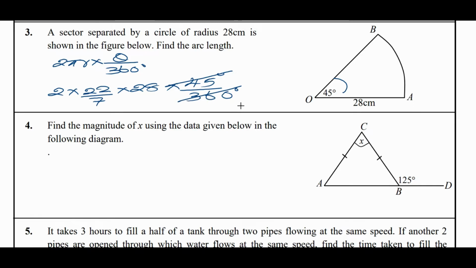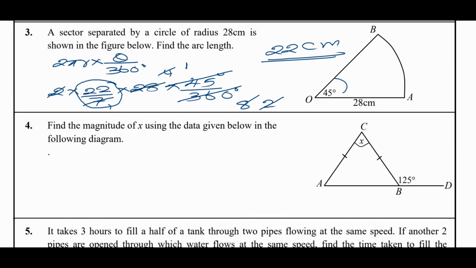45 and 360 can be simplified to 1 and 8, and 7 and 28 can be simplified, and 4 and 8 can be simplified. Again 2 and 2 can be simplified. Then this 22 will be the remaining. Therefore, the arc length is 22 centimeters. It's better when you put the answer as arc length equals 22 centimeters, or AB length equals 22 centimeters, or whatever, right?